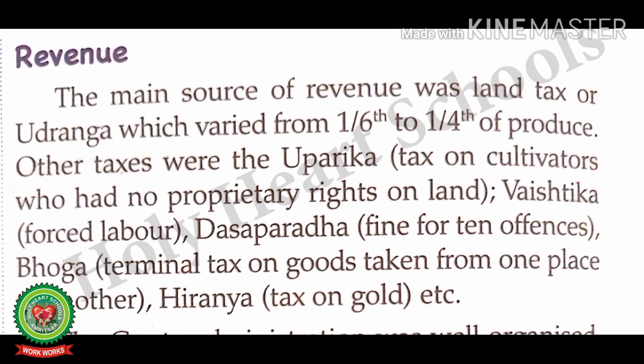Now come to the next chief feature, revenue. The main source of revenue was land tax or udrang, which varied from 1/6 to 1/4 of produce. Other taxes were the uparik, tax on cultivators who had no proprietary rights on land, Vashtek, forced labor, Dasaprad, fine for 10 offences, Bhog, nominal tax on goods taken from one place to another, Hiranya, tax on gold, etc.